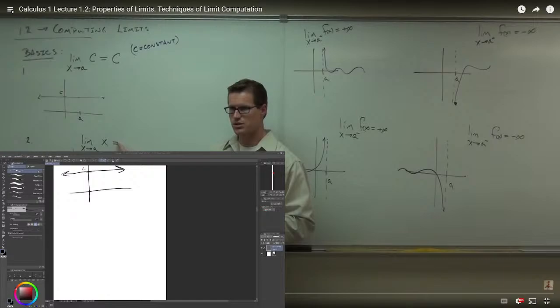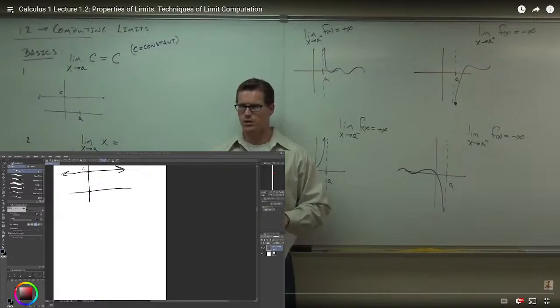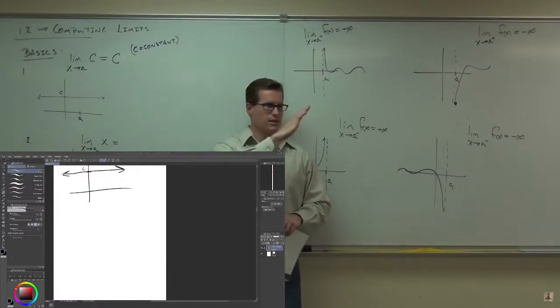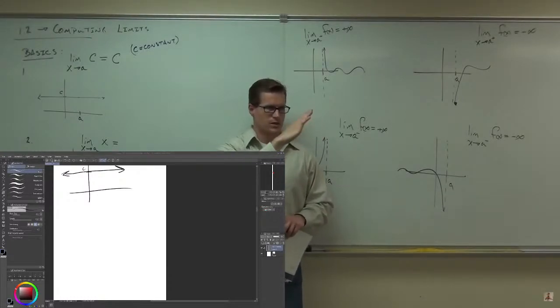The limit of x as x approaches a. It'd still be x, right? If you show me your hands, how would it look? Yeah, just like that. Not like this, but a diagonal.